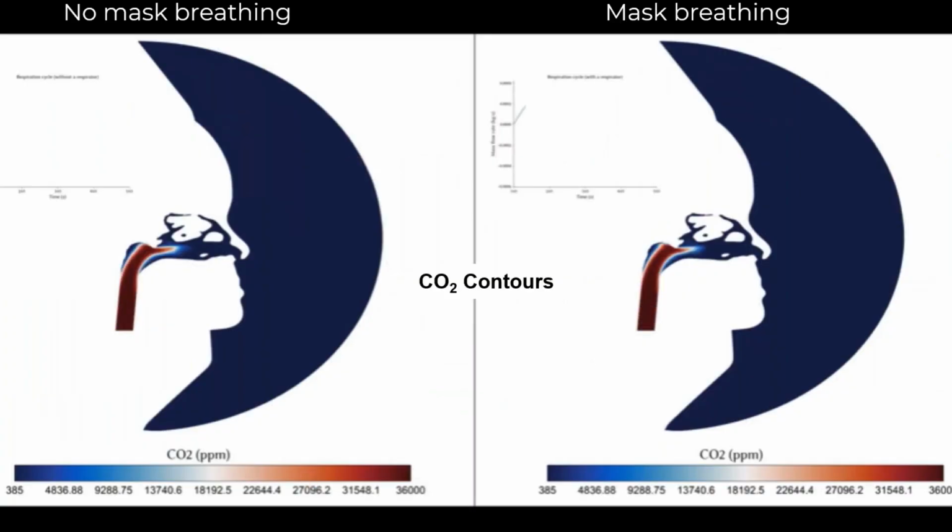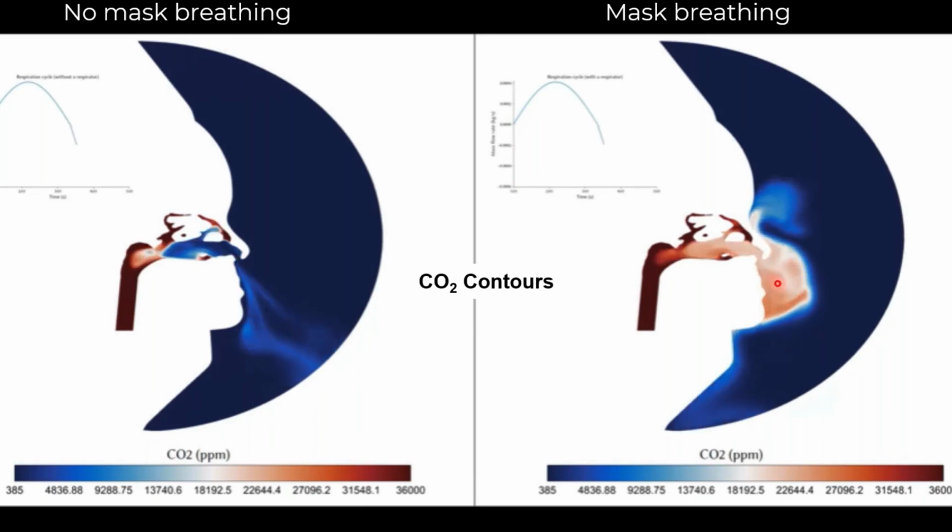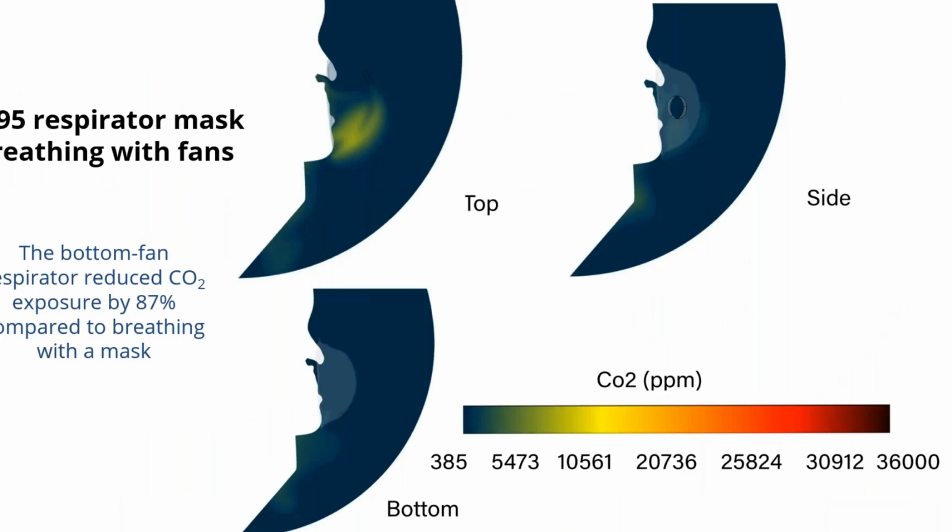So the simulation here on the left shows again the contours of CO2 where we have no mask exhalation, and on the right hand side we have the mask being worn, and you can see that the buildup of CO2 trapped in the mask is then re-inhaled before it comes back out. So you get that increase in the CO2 exposure.